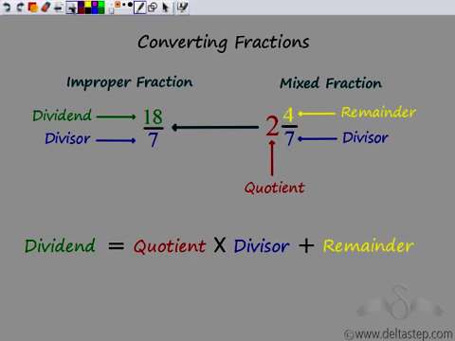So 7 twos are 14. Add 4 to that, which is 18. 18 by 7 gives me back the improper fraction.